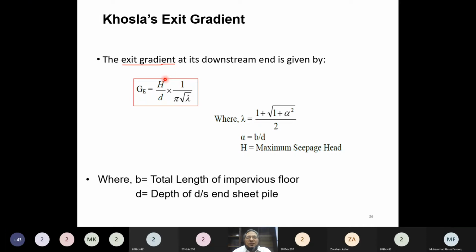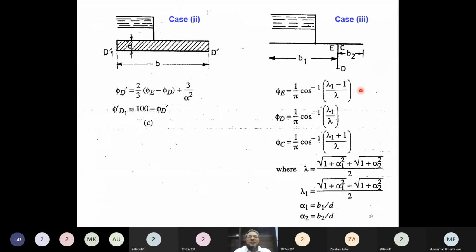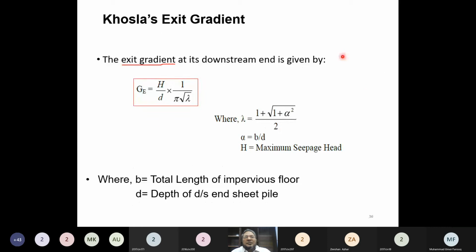What is the capital H? You know that capital H is the maximum seepage head which is available on the upstream side. What is D? D is specifically the depth of the downstream sheet pile, not any other sheet pile. The last sheet pile is the most important for the exit gradient. Then what is lambda? Lambda is a function of alpha. And what is alpha? Alpha is the ratio B over D.